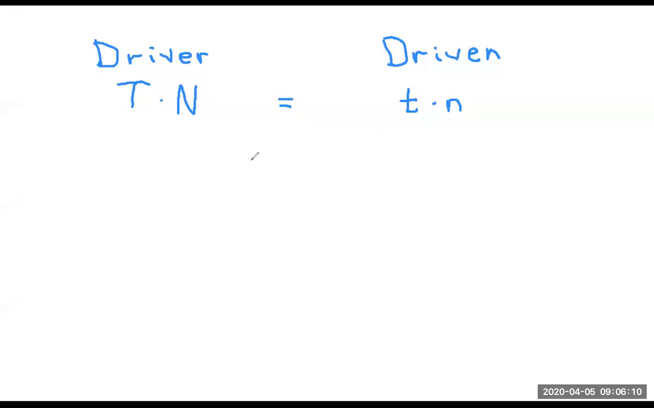So example 1, a driver gear has 30 teeth. Okay, so I'm just going to put 30 here. That's the driver, has 30 teeth. How many revolutions does the driven gear with 20 teeth make? And so they're asking how many revolutions this one makes. We don't know, so that's going to be the thing we solve for, while the driver makes 1 revolution. Okay, easy problem. 30 times 1 is 30, divided by 20. N is going to be 1.5 revolutions.